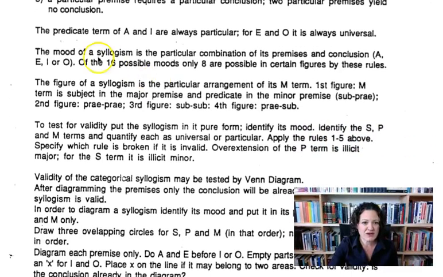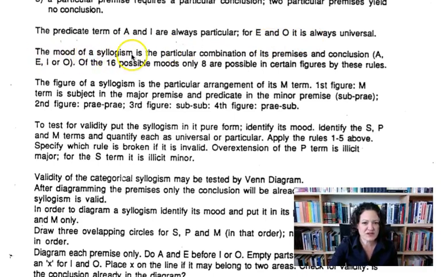Here's a little reminder. The predicate term of an A and an I are always particular. So the P term of A and I are P's, little p's. For E and O, it's always universal. So the predicate term of E and O is universal. So these are the little u's and little p's.